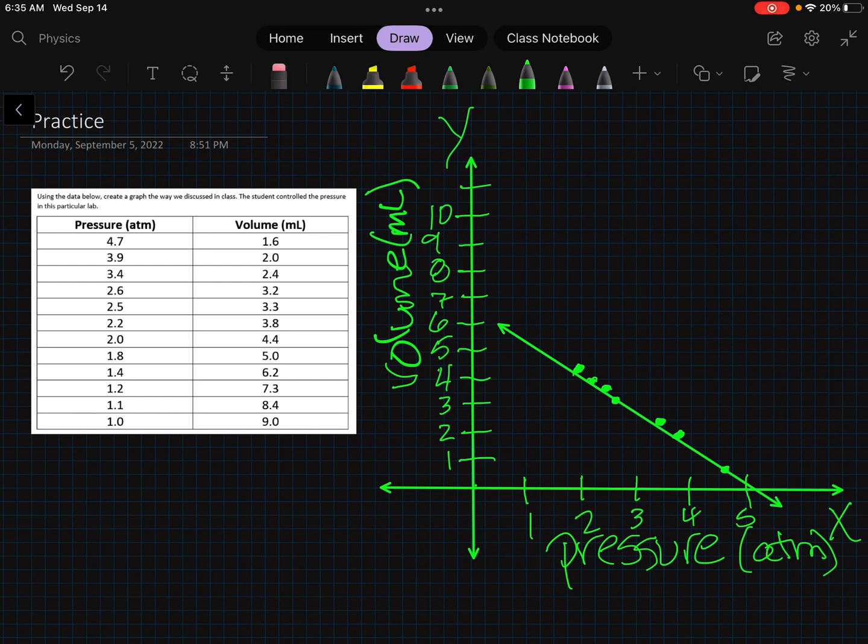Okay, so that is what is expected of your graph. You need to have labels on your axes. You need to have units behind your labels. And you need to have your scales drawn correctly, based on the data that you are graphing. If you have any questions, you can always email me.